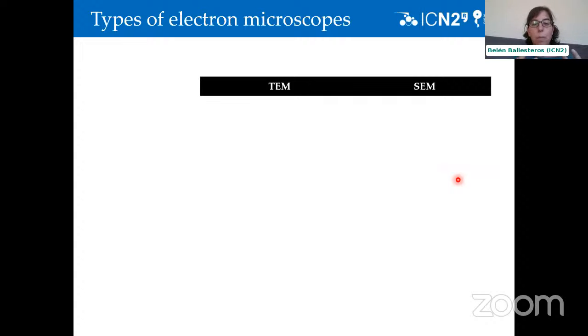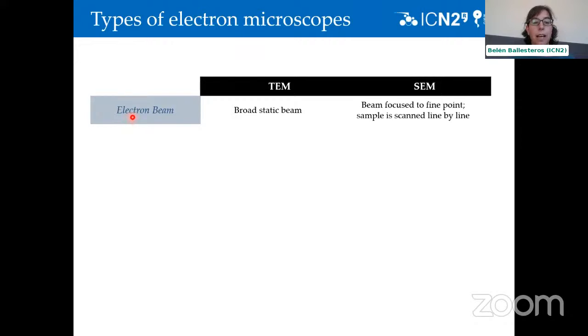So let me tell you about the main differences of the two main types of electron microscopes, which are TEM and SEM. On the one hand, in both cases, we're using an electron beam, but in the case of TEM, this beam is a wide beam that's going to illuminate a huge area in our sample. Well, huge at the micron level, but a whole area in our sample. Whereas in SEM, it's a scanning technique, and therefore we're going to focus the beam to a very fine point. And this fine point is going to be scanning our sample line by line.